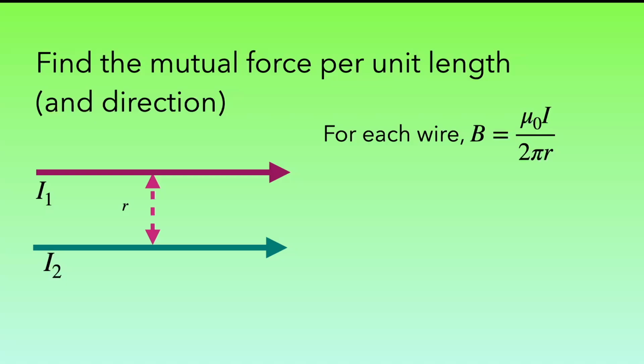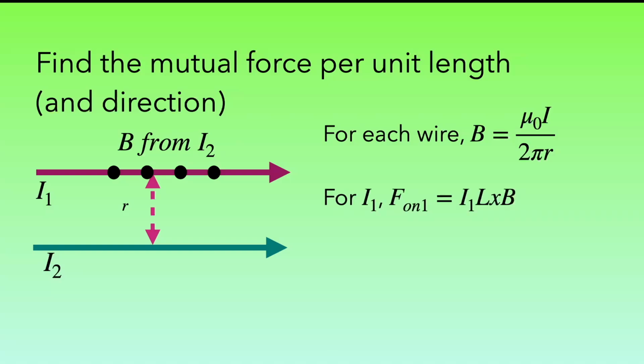We put our thumb in that direction, we rotate our fingers around. At the location where I1 is, the B field created by I2 is out of the board. Okay? Below I2, it would be into the board. Above, it's out of the board. So now we've got a B field and we've got a current going through that B field, IL cross B. And so for I1, that force is going to be down using the right-hand rule.